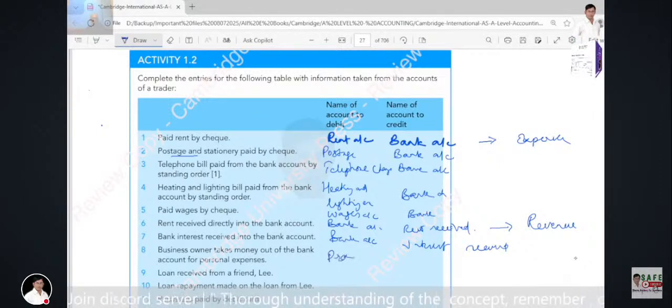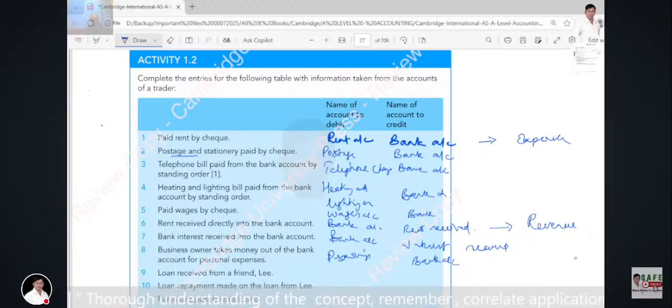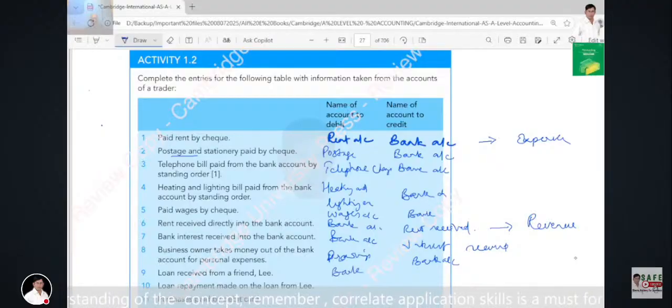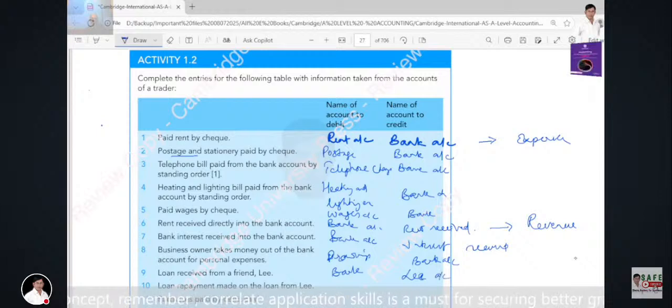Drawings. Money is going out from the bank, right? Out of the bank account. Then, loan received from a friend, B. What is happening? We are receiving a loan from a friend. All the transactions are assumed to be through the bank, so you write money is being received in the bank account. But who is giving it? It is B who is giving. So credit the giver, credit the account that gives. So bank account is debited, and B account is credited. Money is coming into the bank and B is the account that gives.